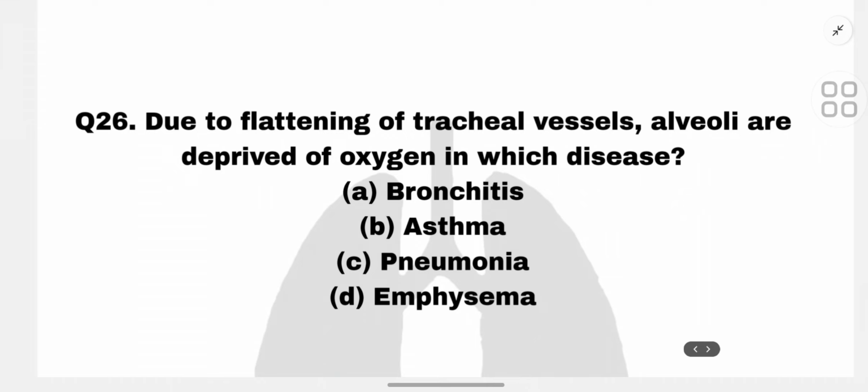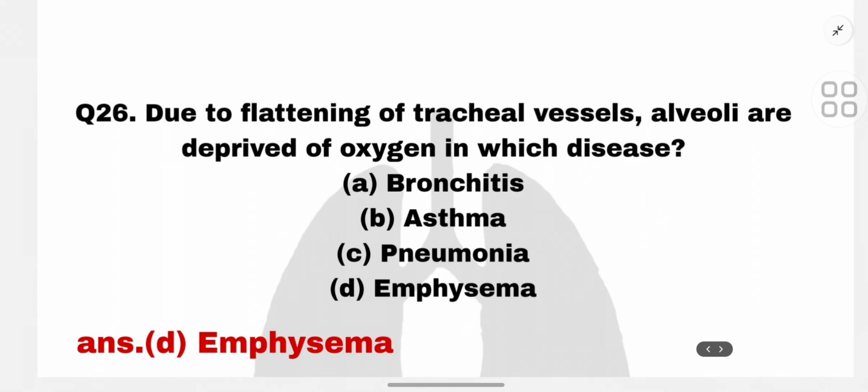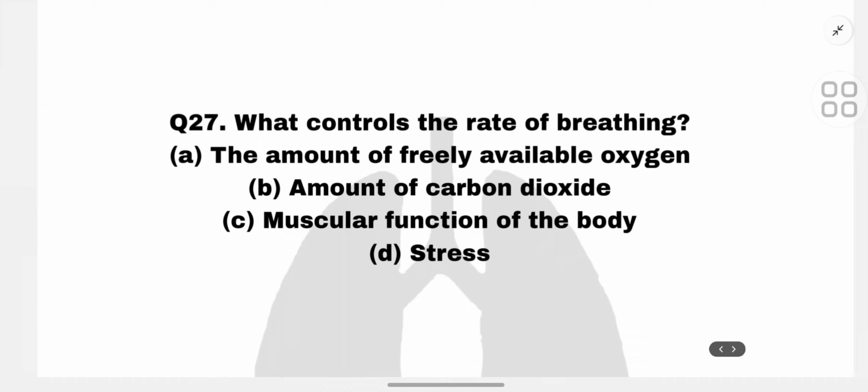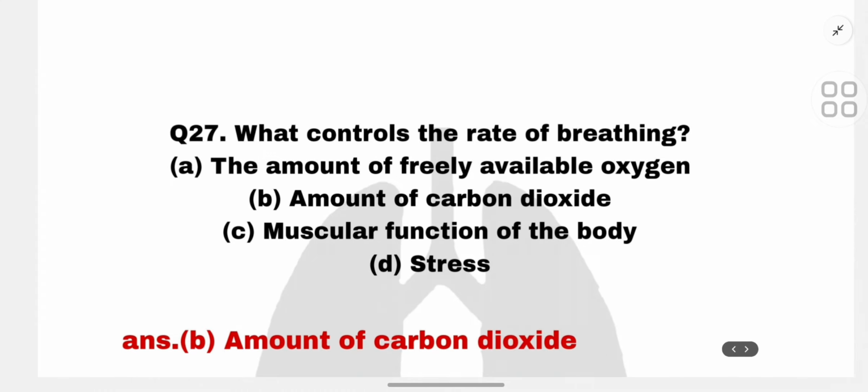So the next question is, due to flattening of trachea vessel, alveoli are deprived of oxygen in which disease? A. Bronchitis. B. Asthma. C. Pneumonia. D. Emphysema. So the correct answer is D. Emphysema. So the next question is, what controls the rate of breathing? A. The amount of freely available oxygen. B. The amount of carbon dioxide. C. Muscular function of the body. D. Stress. So the correct answer is B.